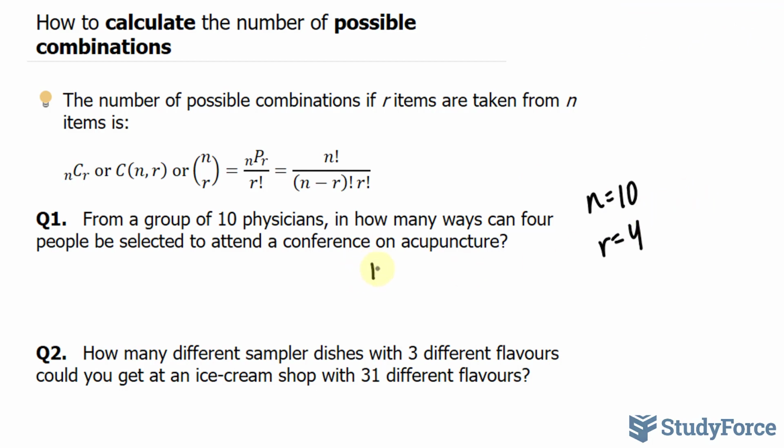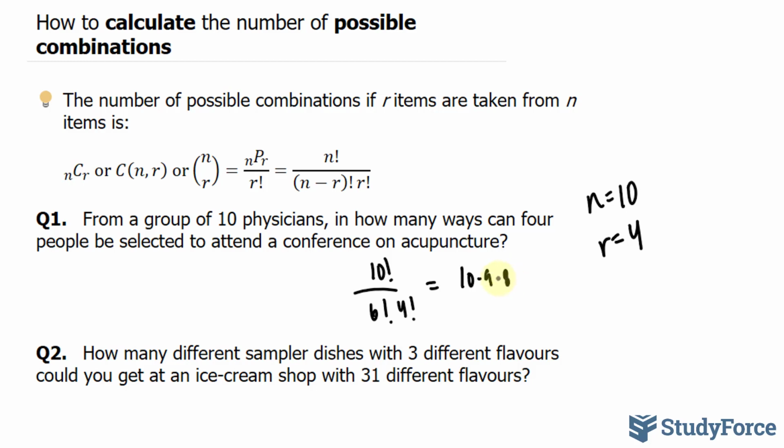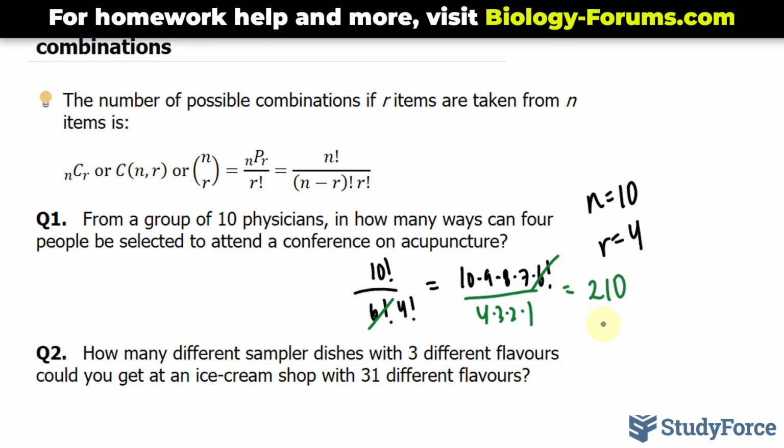We have 10 factorial divided by 10 minus 4, that's 6 factorial, times 4 factorial. Now, of course, we can use our calculator here, but just a quick lesson on factorial. 10 factorial is 10 times 9 times 8 times 7 times 6. And I'll stop at 6. This 6 will cancel out with the bottom one. And underneath we have 4 factorial, which is 4 times 3 times 2 times 1. And if you put this into your calculator, you should end up with 210 possible combinations.